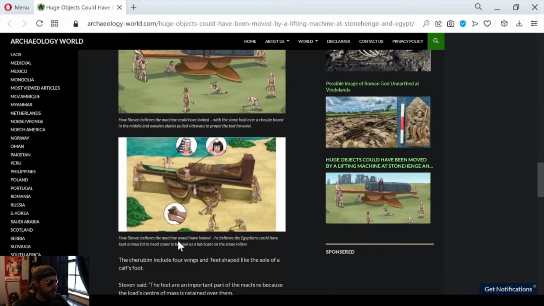And how Stephen believes the machine would have looked. He believes the Egyptians could have kept animal fat and head cones to be used as a lubricant on the stone rollers. That's a pretty good idea.